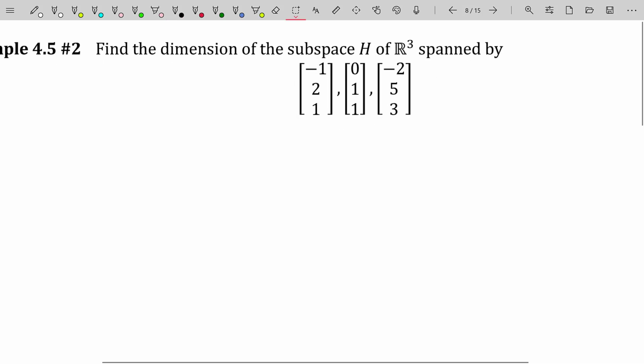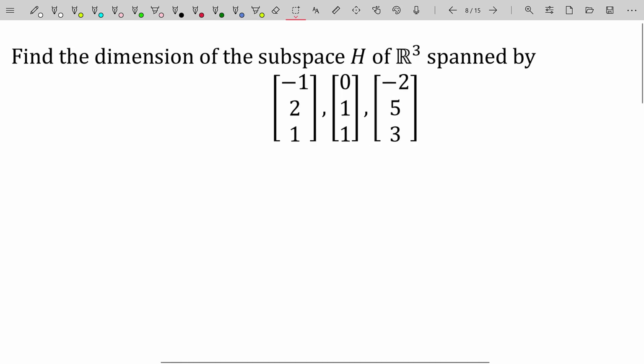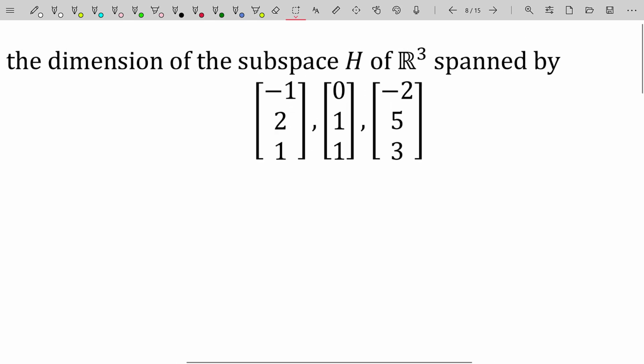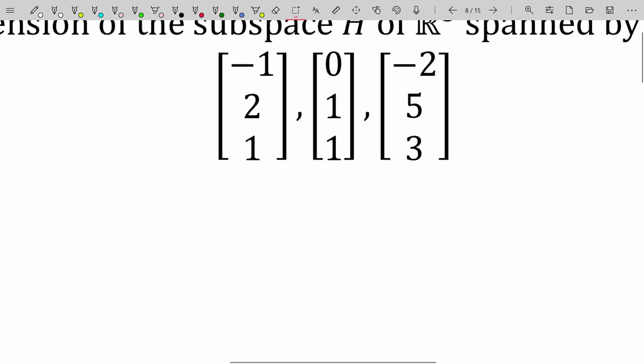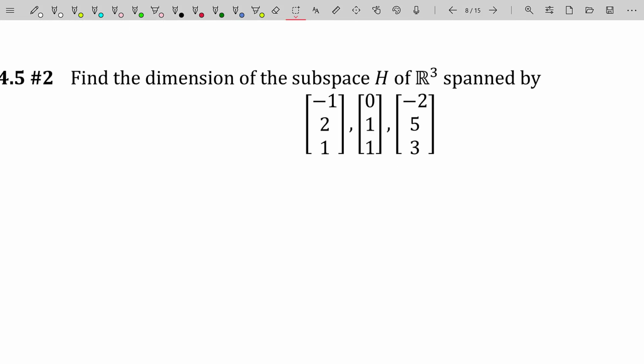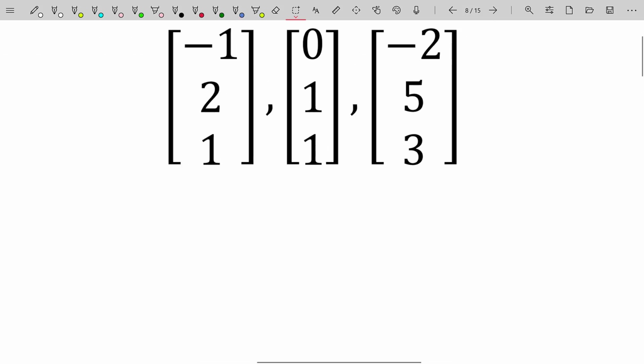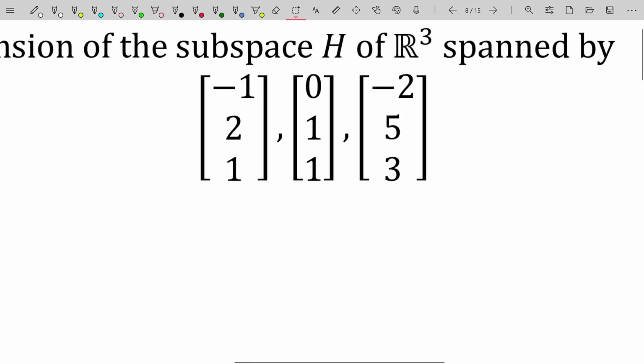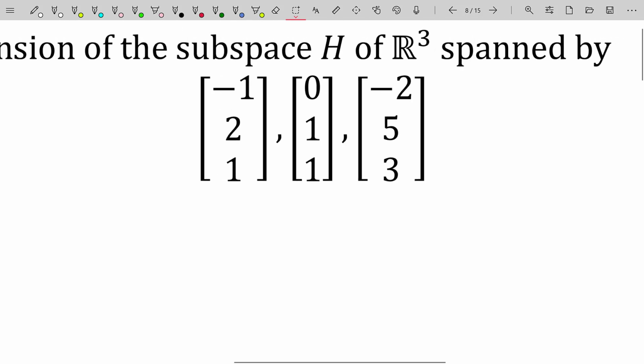Let's do one last example very quickly here. We're going to find the dimension of the subspace H of R cubed spanned by these 3 vectors, which equates to finding the number of basis vectors for this subspace H. Well, since these 3 vectors span H, a subset of these, maybe even all 3 of these, forms a basis for that subspace H of R cubed. But we'd really like to know, are these 3 vectors linearly independent? We have many ways to determine this at this point.